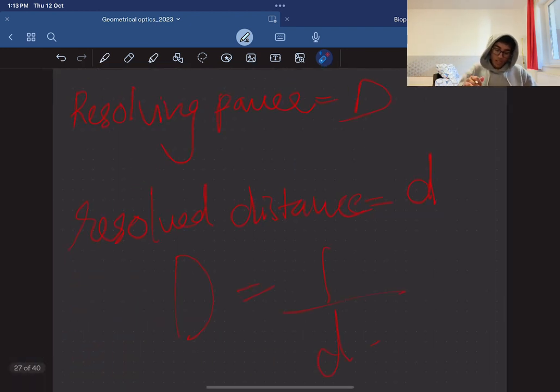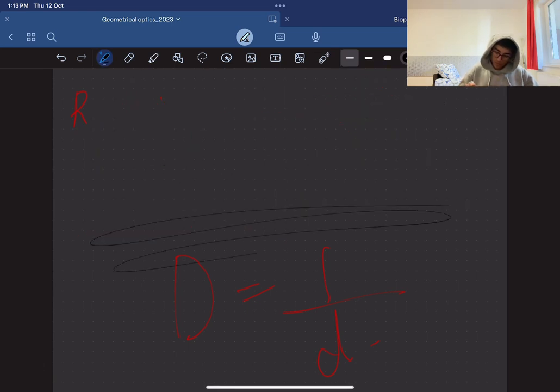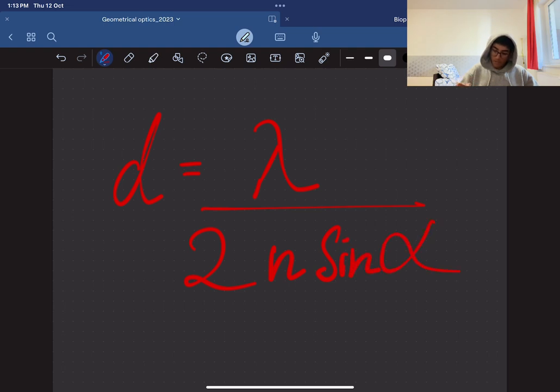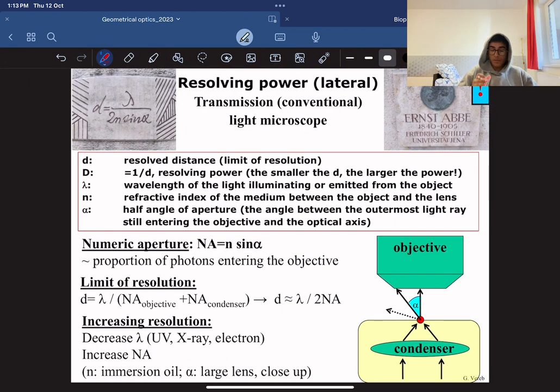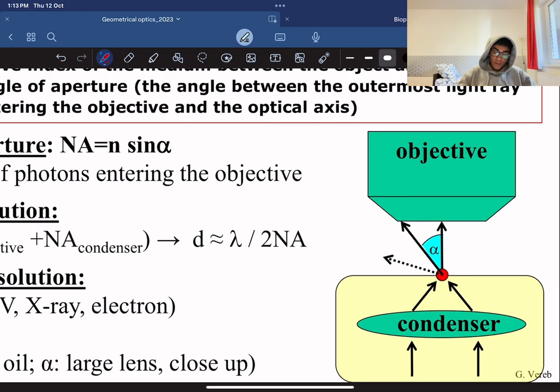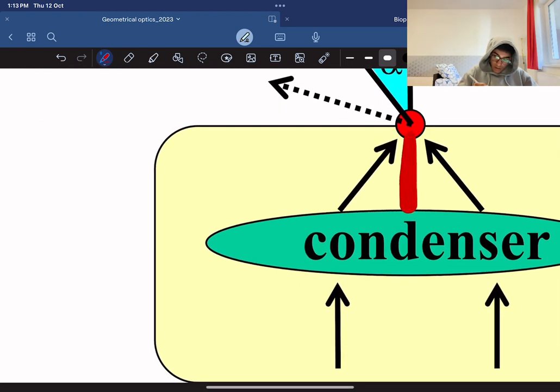Understood that. The formula now is d is equal to lambda by 2 n sine alpha. But we know n sine alpha, this whole thing, is NA, numeric aperture. So we get d equals lambda by 2 NA. Why do we have this 2 NA is the question. Because we have two half angles. In a transmission microscope, a normal microscope, a fluorescent microscope, we usually use a condenser, and I explained this to you in the fluorescent microscope. So we're first going to have a half angle over here.